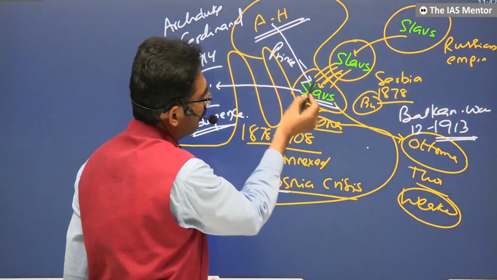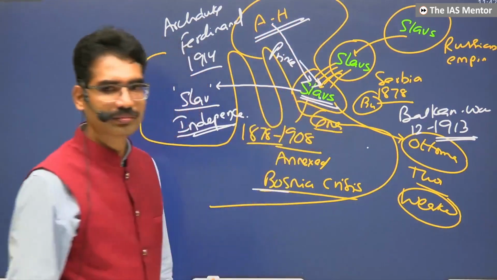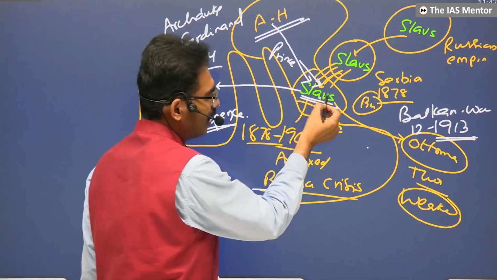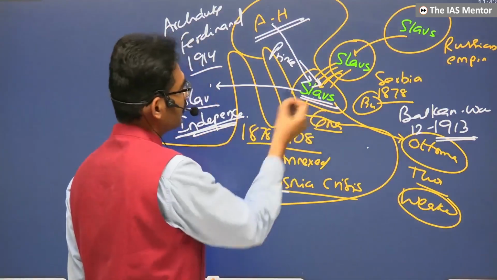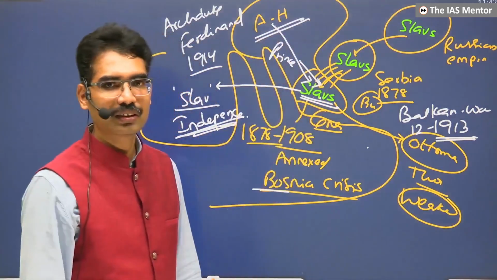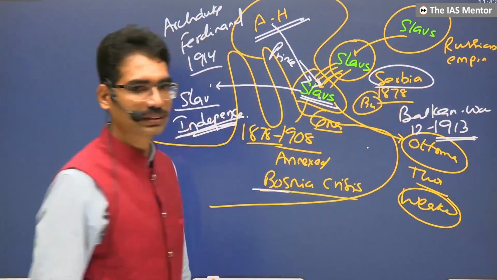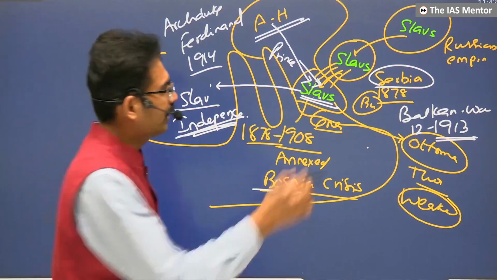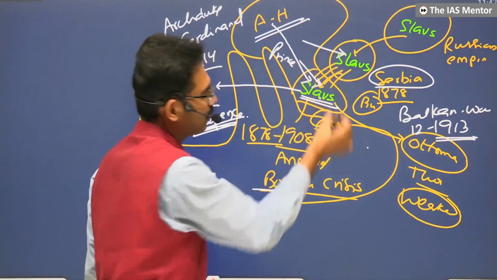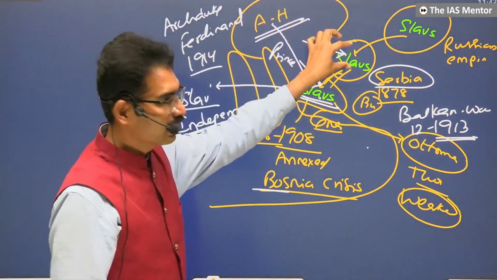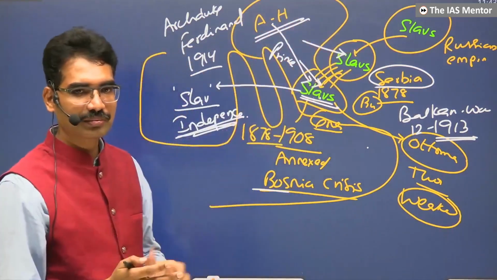Now they completely crushed these people. But such a high-profile assassination could only be carried out with the support of the Serbians. Otherwise, they could not do that. That is why Austria-Hungary declared war on Serbia. The moment they declared war, the entire equation changed.